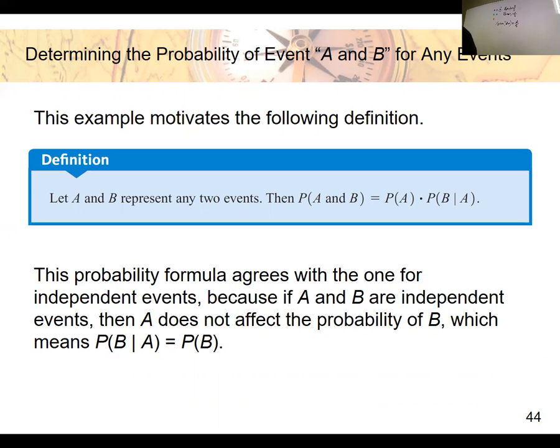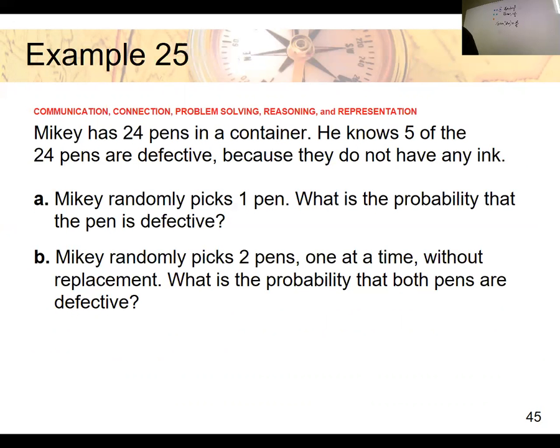Any other questions? Okay. In this example, Mikey has 24 pens in the container. He knows 5 of the 24 pens are defective because they do not have any ink. Now in part A, Mikey randomly picks 1 pen. What is the probability that the pen is defective? And in part B, he randomly picks two pens, 1 at a time, again without replacement. What's the probability that both pens are defective?